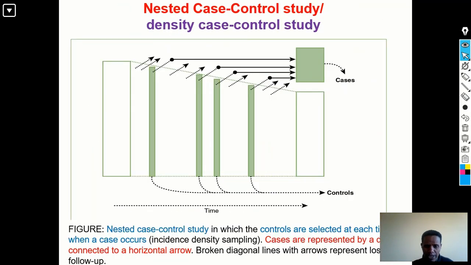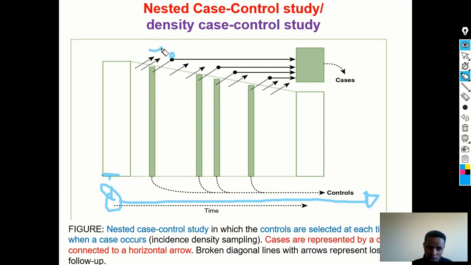So now, this is a way to summarize in terms of a graphical representation. As I have said, this is time. We have a defined source population over here, a cohort study is designed, and the follow-up is over here. These lines with dots are the cases. These are lost follow-ups.